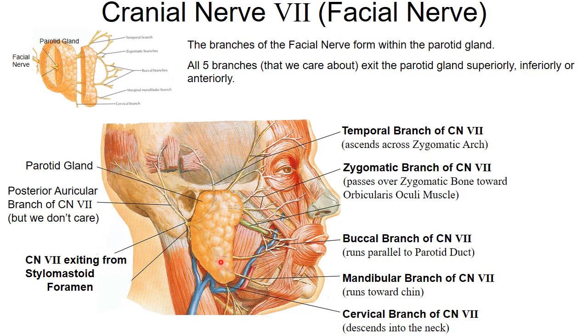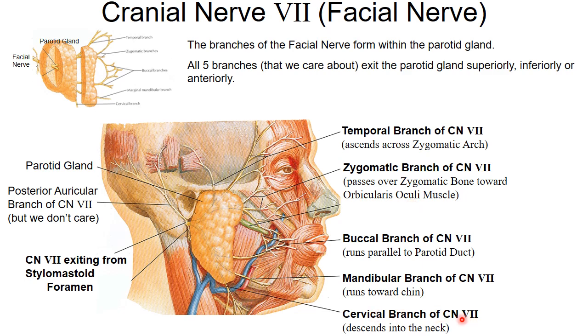Okay, this guy right here going down under the mouth, heading towards the chin, he's called the mandibular branch of cranial nerve 7. And then finally, there's a cervical branch heading down this way into the neck. And so for all these, we would say temporal branch of cranial nerve 7, or the temporal branch of the facial nerve, zygomatic branch of 7, buccal branch of the facial nerve, and so on and so forth. That's the name of these guys. And they're just named for where they go.